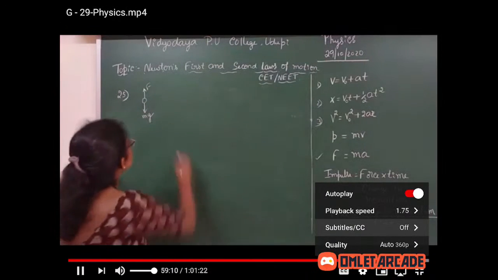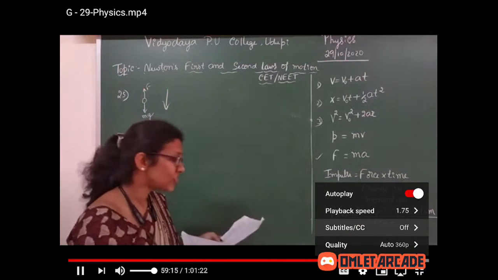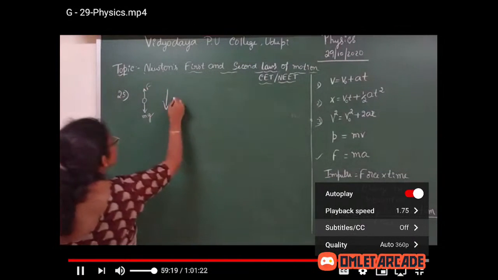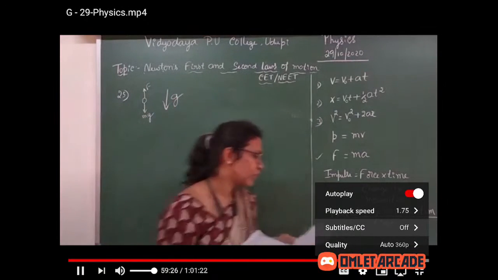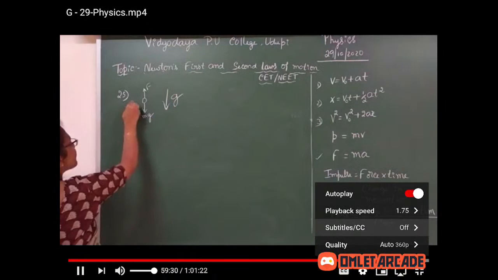So how does the lift go? The lift is moving in the downward direction with a constant acceleration. Because of constant acceleration a equal to g, the lift is going in the downward direction. So the right option for question number 25 is 4.